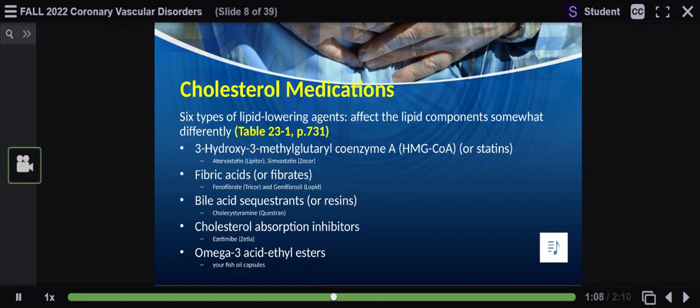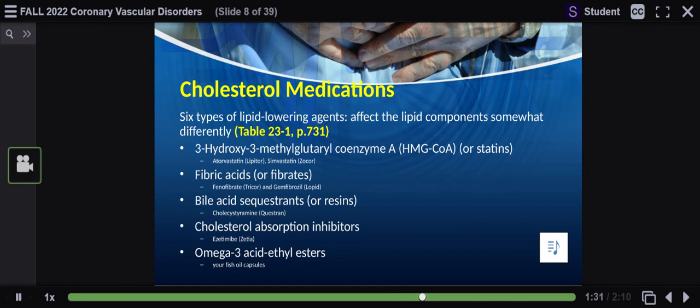The first one is your 3-hydroxy 3-methylglutaryl coenzyme A or HMG CoA reductase inhibitors, what we commonly know as your statins. Examples are atorvastatin or your Lipitor and simvastatin or Zocor. So you have probably been giving this in your clinical time.